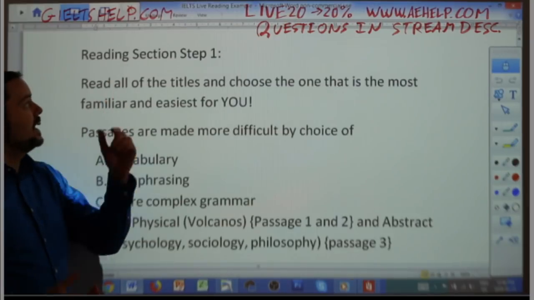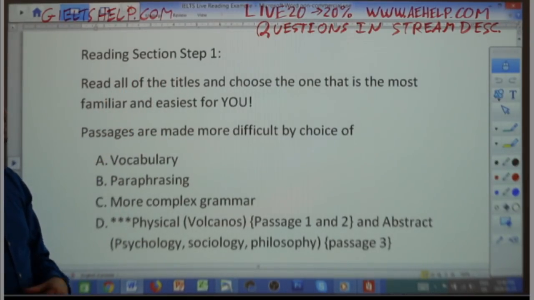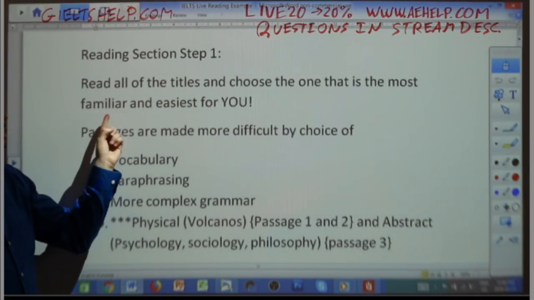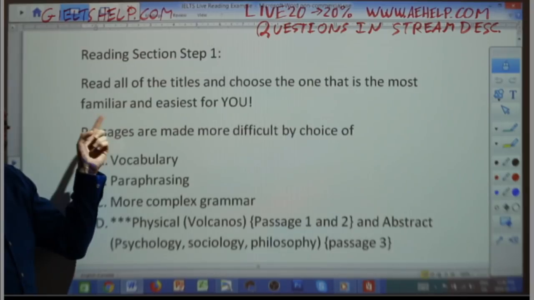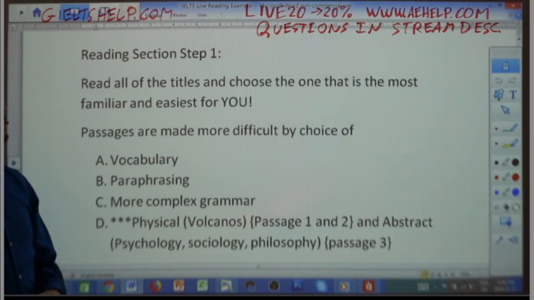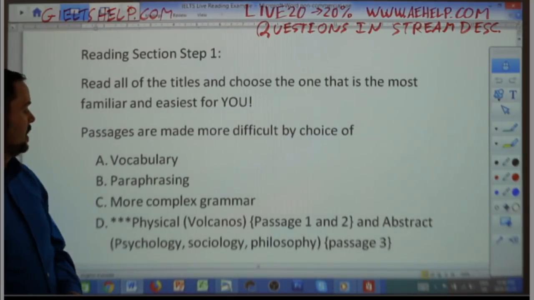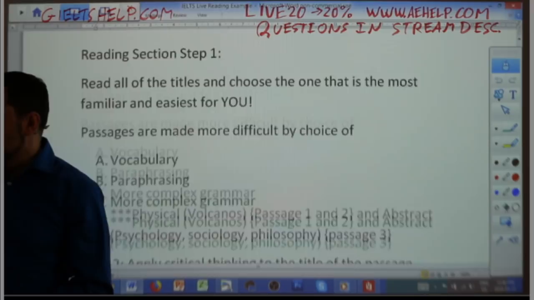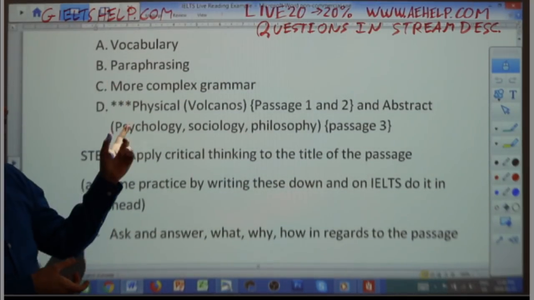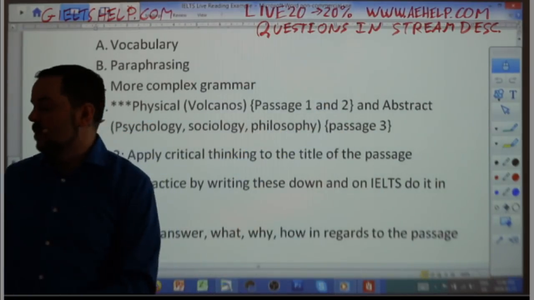So a quick recap of what you need to do. Step 1, when you get to the reading section, read all of the titles, choose the one that you believe will be the easiest for you, the one that you think you are most familiar with. So if you know a lot about volcanoes, choose that one. If you know a lot about genetics, choose the one about red hair, okay? The way that IELTS makes passages more difficult is through vocabulary, paraphrasing, and especially through physical versus abstract topics.